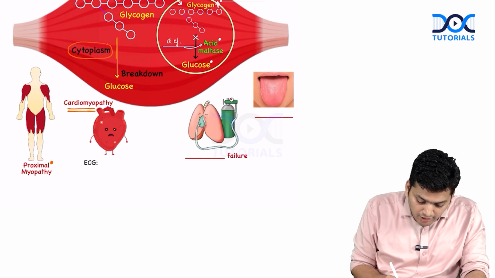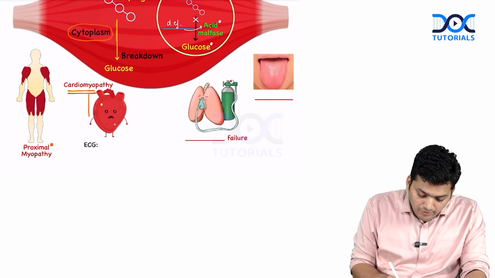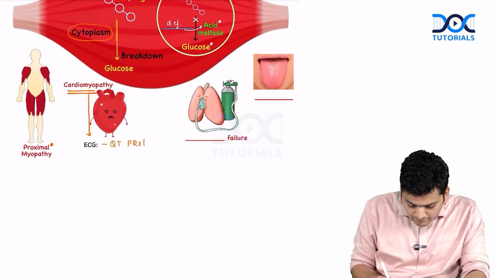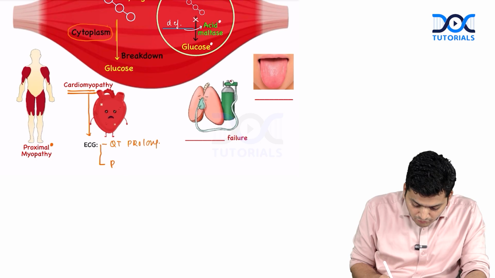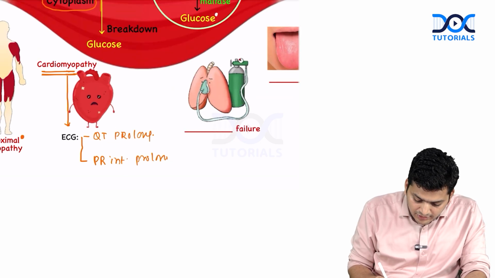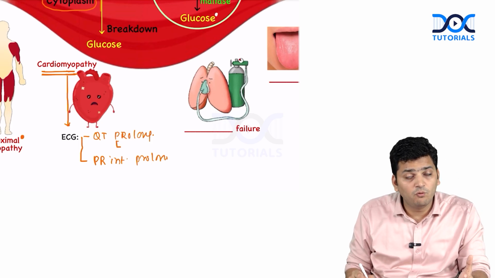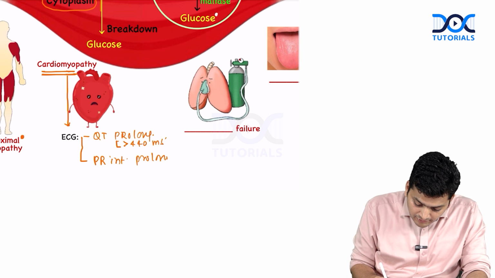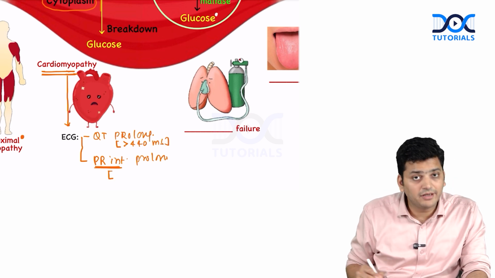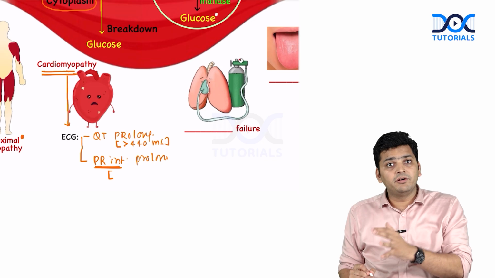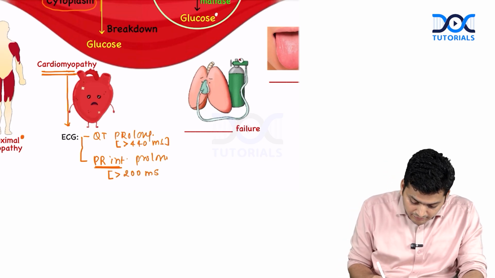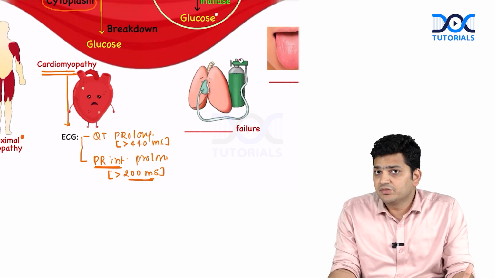Also, there is going to be cardiomyopathy. Because of the cardiomyopathy, you might see some changes on the ECG also. We might see QT prolongation. We might see PR interval prolongation. Normally, the QT interval is around 360 to 440 millisecond. So here it is going to be more than 440 millisecond. Normally the PR interval on the ECG, can you tell me what is the normal PR interval? 120 to 200 millisecond. So here the PR interval can be more than 200 millisecond because the cardiac muscles are disturbed.